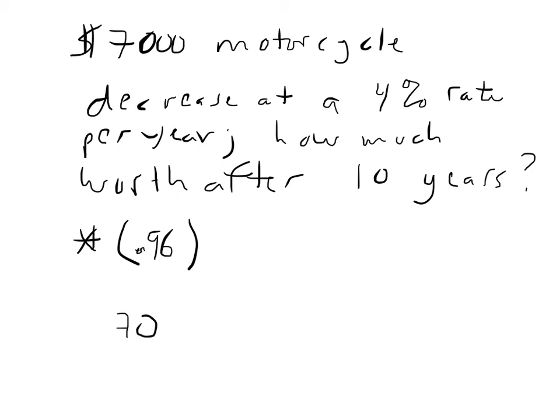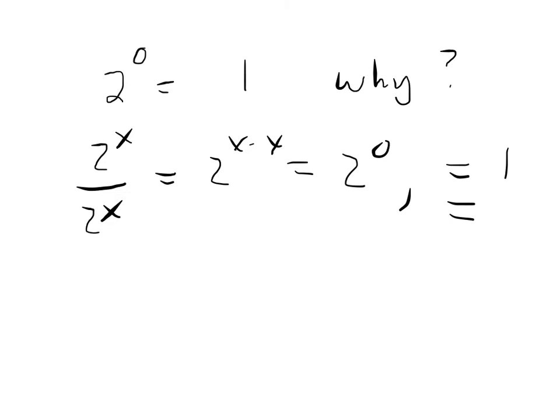So, to get my answer here for what it's going to be worth after 10 years, I've got my 7,000, and I'm going to multiply by 0.96 raised to the 10th, and that turns out to be whatever it turns out to be. And again, if you want to have something decrease at a rate of 10% per year, you'd have 90% of it left, you'd multiply by 0.9. Something decreases at 30% per year, you'd have 70% of that left, you'd multiply by 0.7 to represent that 30% decrease.